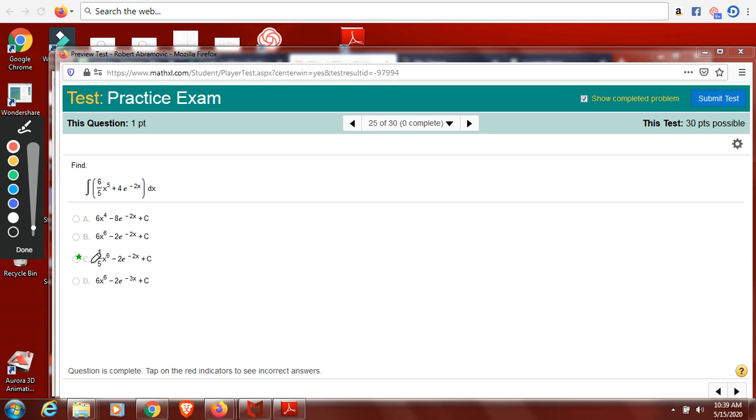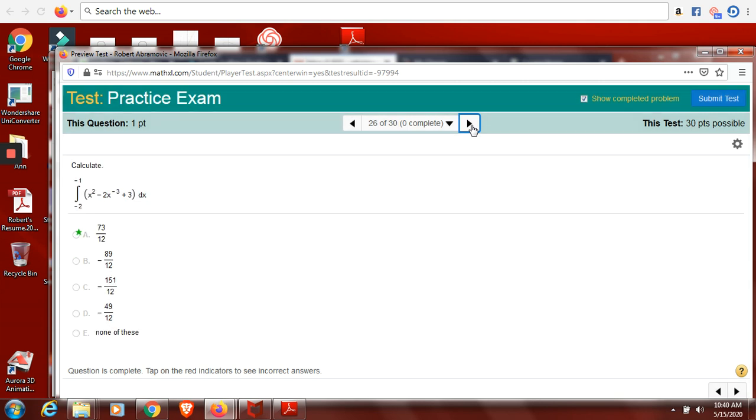First term, antiderivative becomes 1/5 x to the 6. Antiderivative of the second term is negative 2 times e to the negative 2x. And of course, we add this constant of integration, c. Okay. So that was just another indefinite integral or antiderivative. It's equivalent to finding the most general antiderivative. That's what an indefinite integral means.